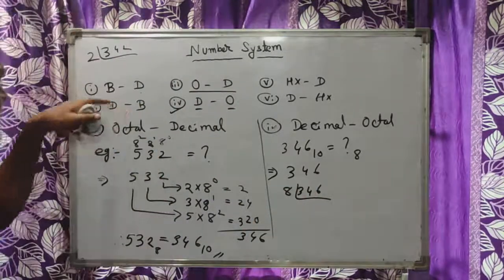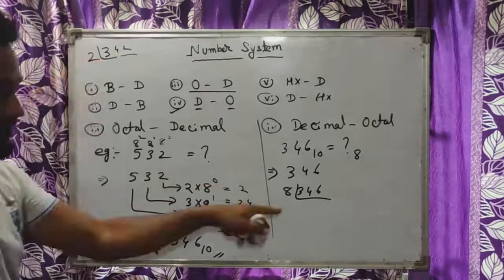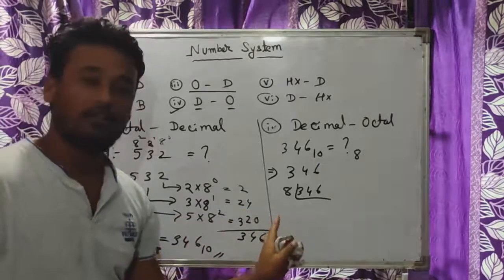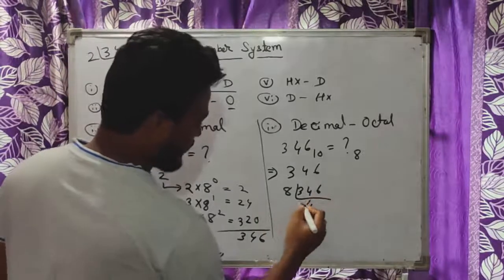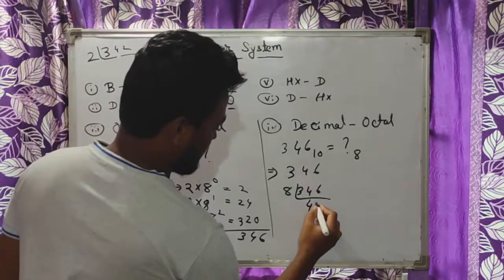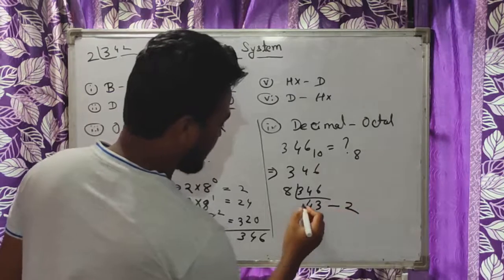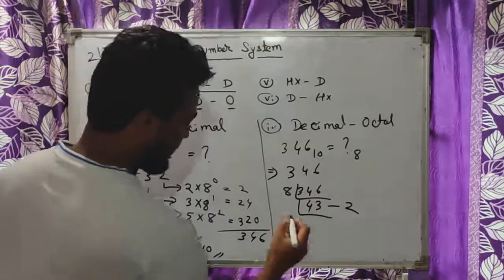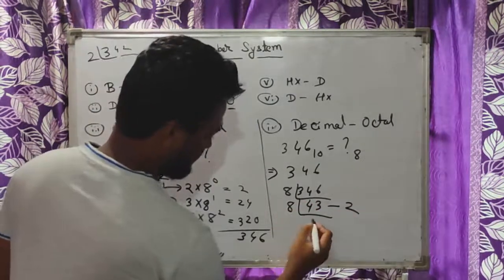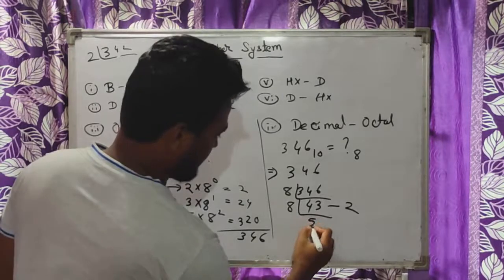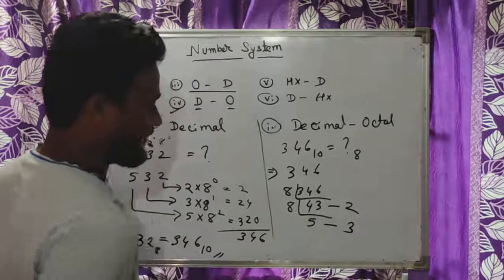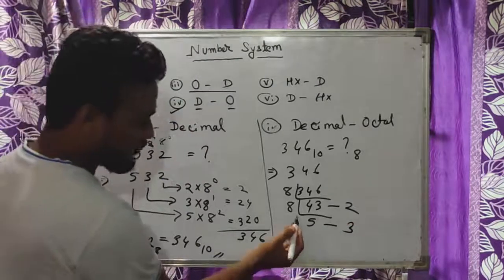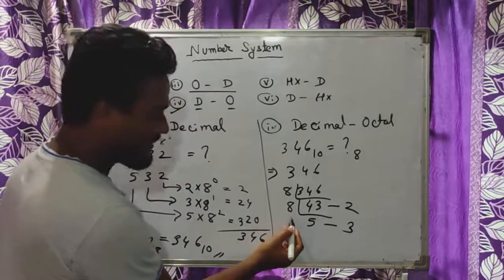In the binary case we divided that number by 2. In this case we are going to divide it by 8, right? So 8, 26, remainder is 2, okay, then remainder is 3. So this 5 is smaller than this 8, so we cannot divide it anymore.